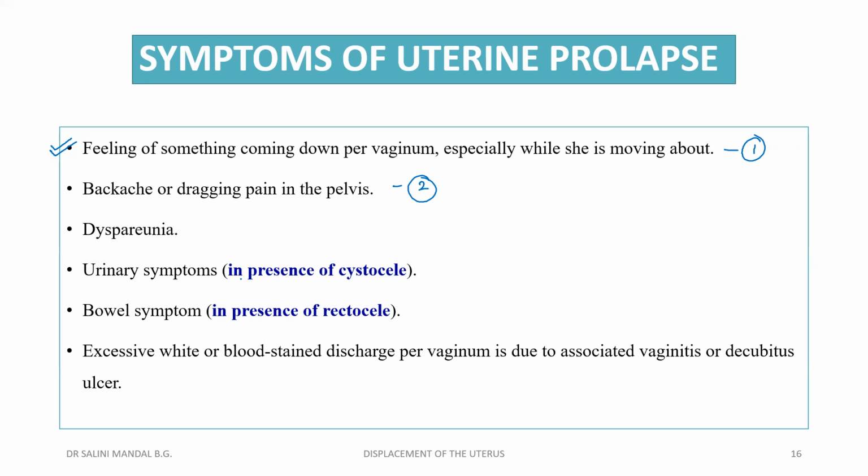Then we have urinary symptoms. Now, if at all there is a cystocele, there are going to be urinary symptoms. What are the urinary symptoms? They can be difficulty in passing urine, or the more the strenuous effort, the less effective is the evacuation. Next one, incomplete evacuation may lead to frequent desire to pass urine. Then urgency and frequency of micturition may also be due to cystitis, and painful micturition due to infection.